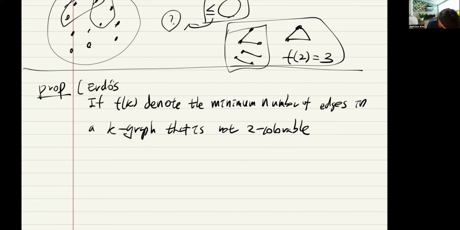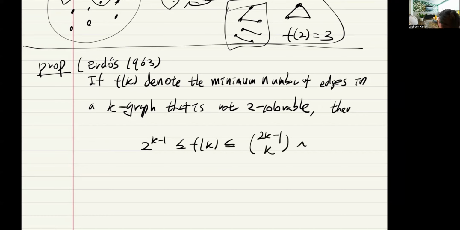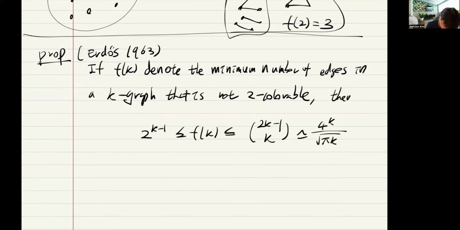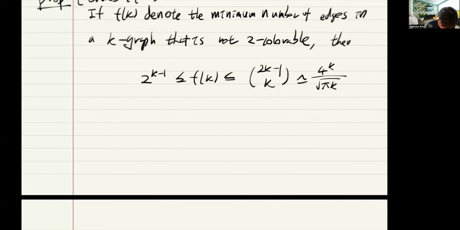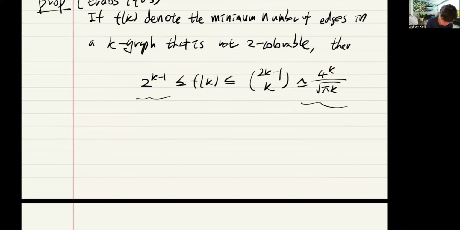This was proved in 1963: f of k is at least 2 to the k minus 1, and at most (2k minus 1 choose k), which is roughly 4 to the k. So again, you have a certain exponential gap. It's somewhat analogous to Ramsey theory. And let's prove this.